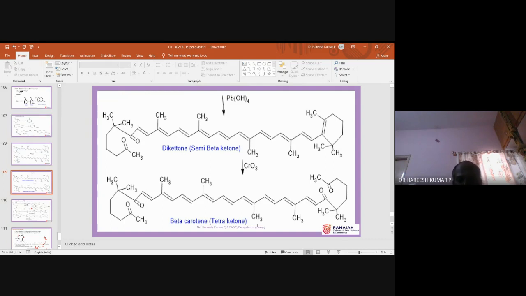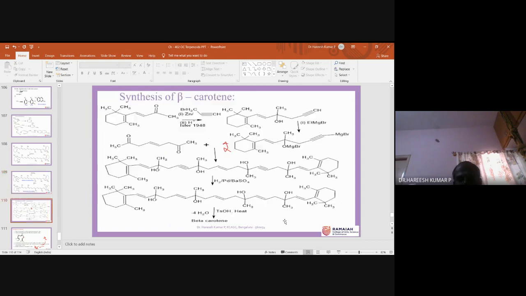The next target is that beta carotene was synthesized and compared with the naturally occurring one. So now let's look into the synthesis, how one can synthesize beta carotene in a laboratory. I will take that in the next slide. This is the one. You know that it is beta ionone. When it is treated with bromomethyl acetylene in the presence of zinc.